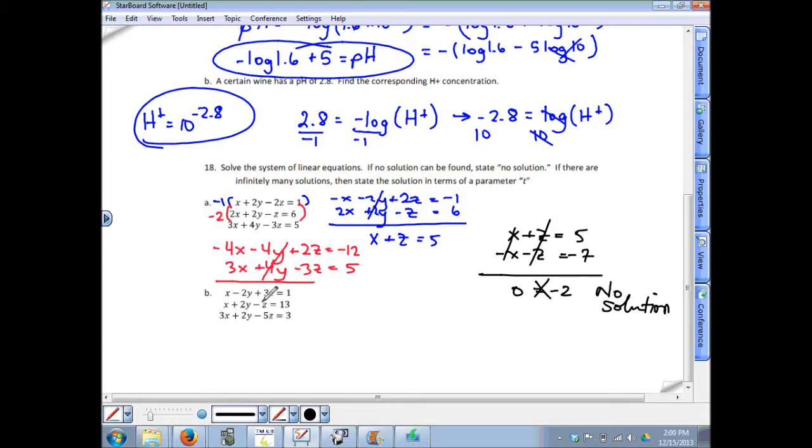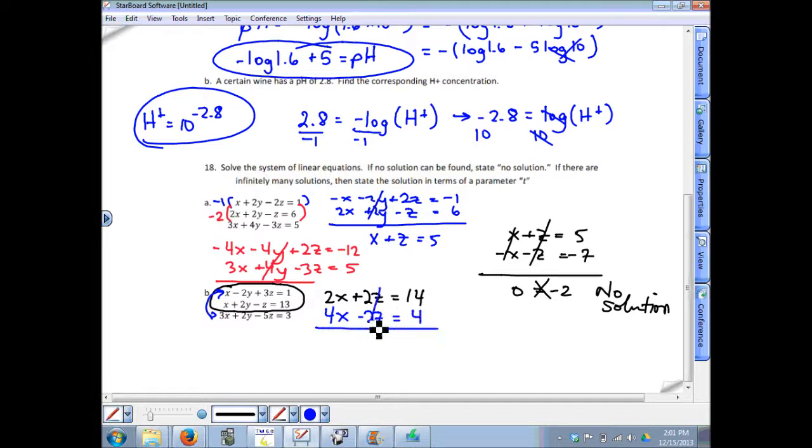Here on part B, right off the bat, if you notice with these top two equations, we already have opposite coefficients, -2y and +2y. So if we just take these two equations and add them together, we're going to get 2x, the y's would cancel, plus 2z, and that's equal to 14. And if we take the top and the bottom equation, we also have opposite coefficients, -2y and +2y. So if those are added together, we get 4x minus 2z is equal to 4.